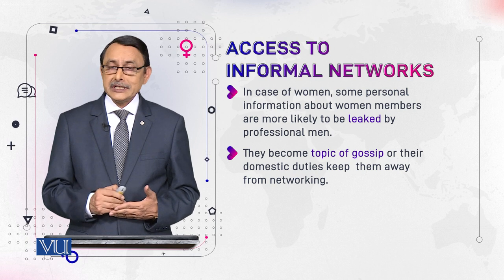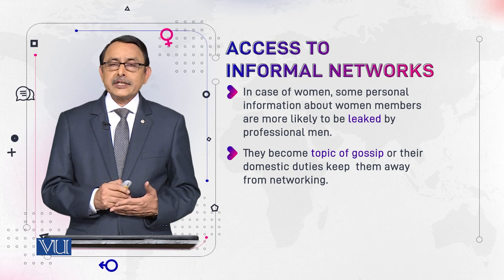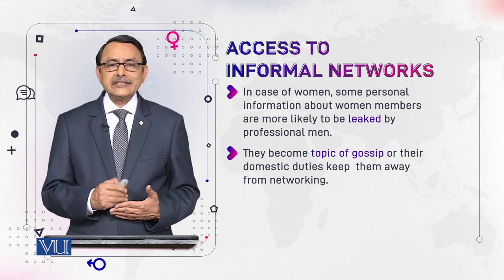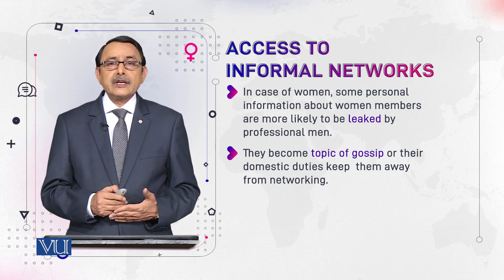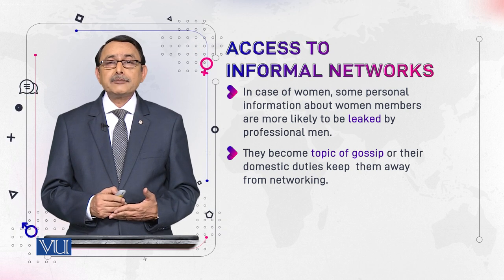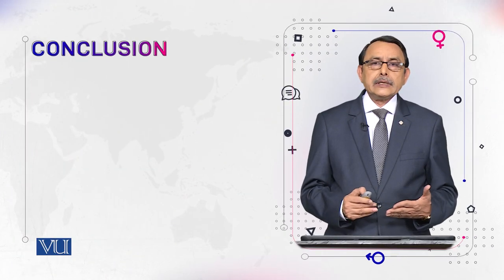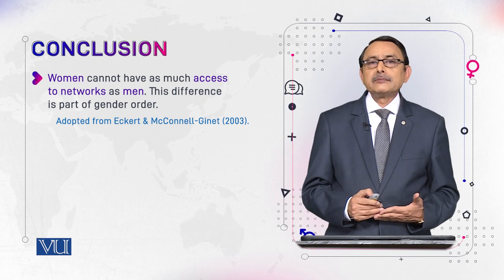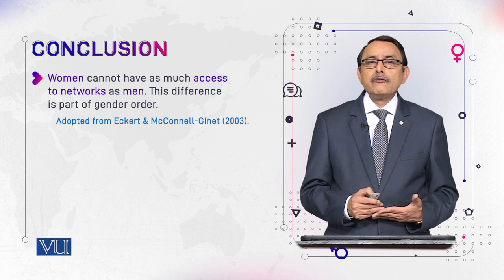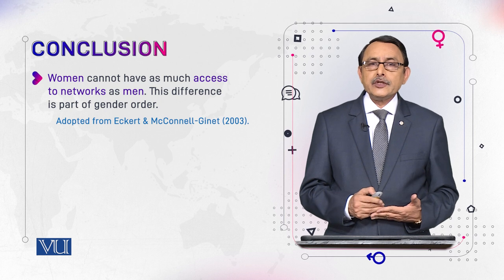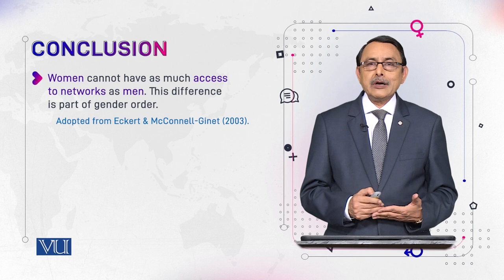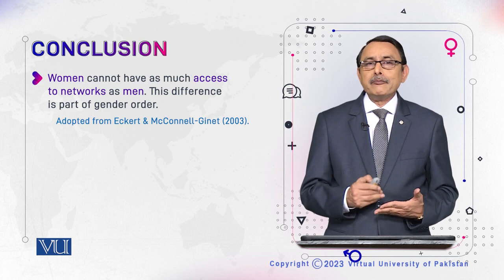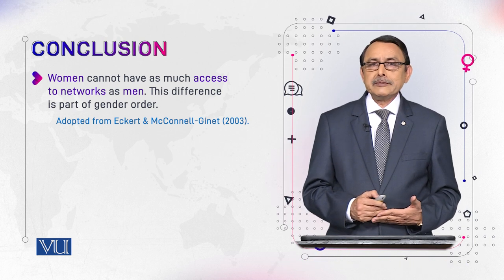So first of all, when their personal information becomes gossip, it goes to their disadvantage. And it may damage their reputation in the eyes of the professional organizations. And second, sometimes their domestic engagements, commitments for the home, for the children, for the husband, keep them away from networking. So we conclude this module: individuals have to become members of some network. This networking is useful for social affairs, but here gender becomes a decider of who will have more access to this networking and who won't be able to get access on the basis of gender. So men have greater access to networks than women.